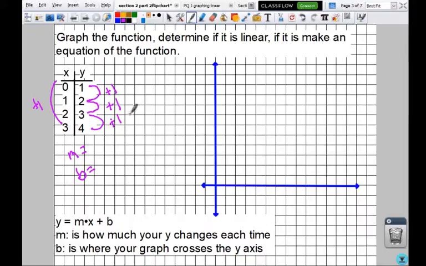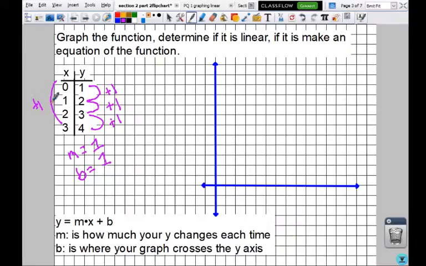What are my y's changing by each time? They change by 1, right? My m is the number 1. I'm going to put 1 in for my m in my equation in just a second. B is where our graph crosses the y-axis, or the other way to look at it is where it starts. What number does this start at? 1. It starts at 1.